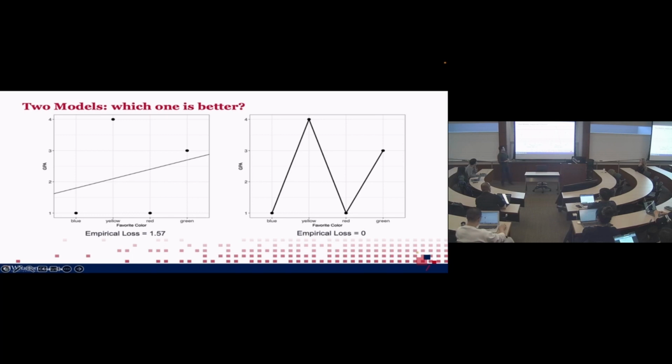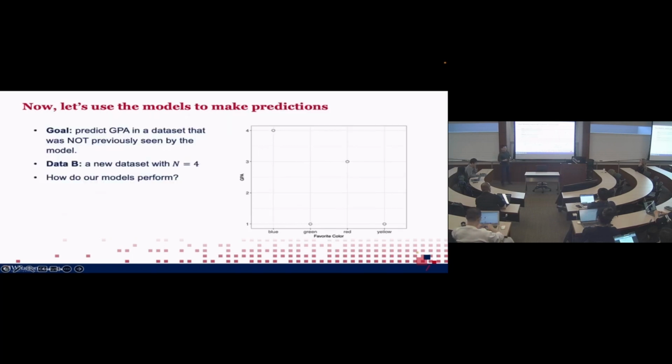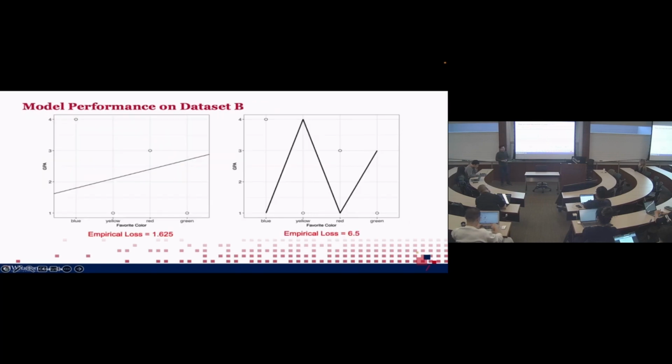No? Wow, I'm surprised. Okay, because our goal is to predict data we haven't seen, let's take another sample from this distribution, the same distribution, the same group of students. There are 4 different students. These are their favorite colors, and the y-axis is the associated GPAs. Let's evaluate how our models perform on this new data set.